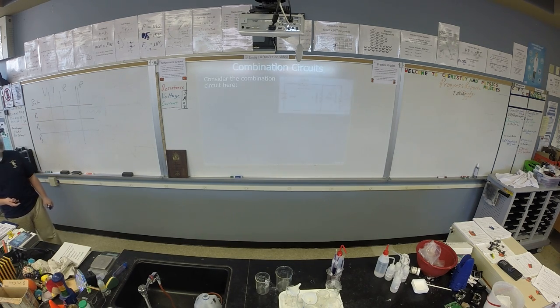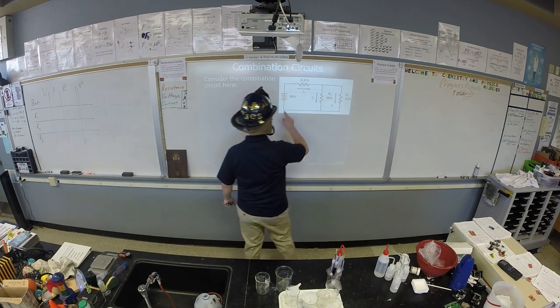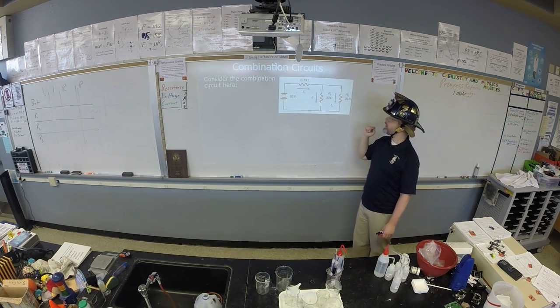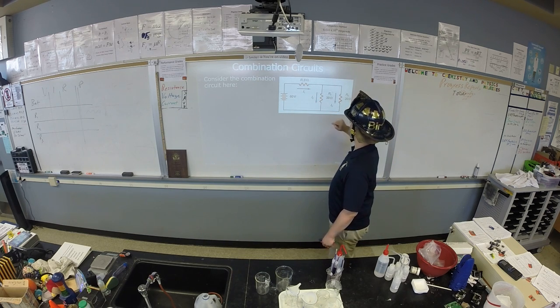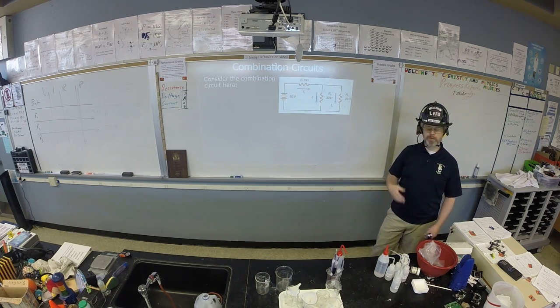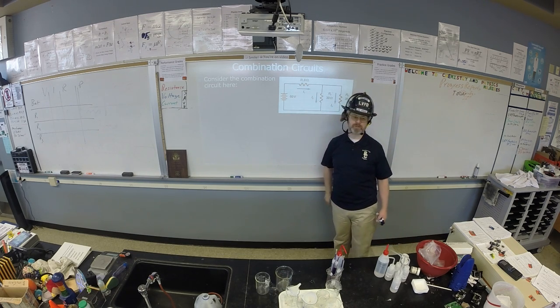So here's the circuit that we're going to work with. In this circuit, there's a 60 volt battery. R1 is 8 ohms, R2 is 30 ohms, and R3 is 20 ohms. So this is a combination circuit because there's a parallel section and a series section.